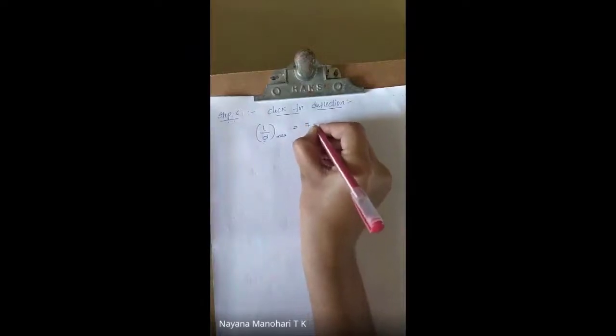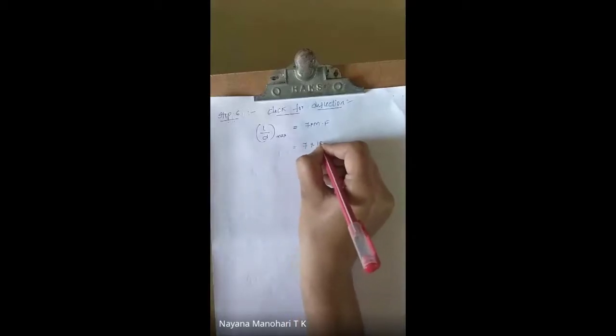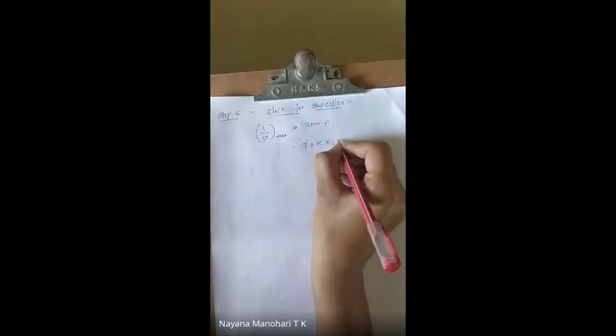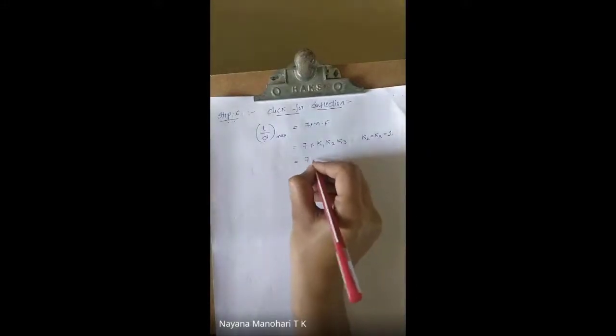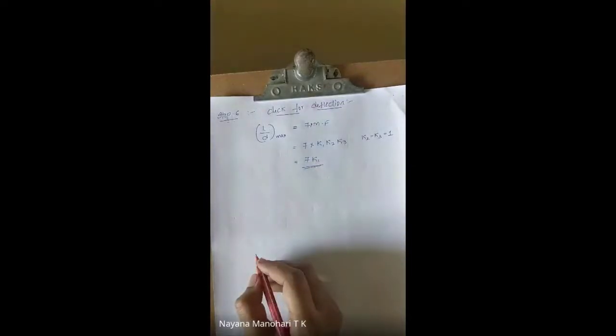That is 7 into the modification factor, that is the K1, K2 as well as K3 values. K2 and K3 values will be equal to 1. Then L by D max will be equal to 7 into K1. K1 you need to calculate.